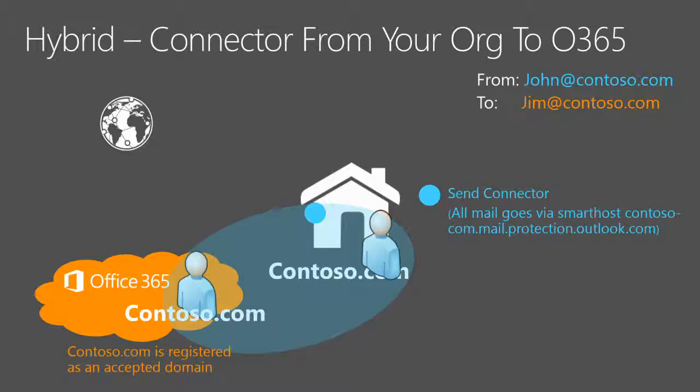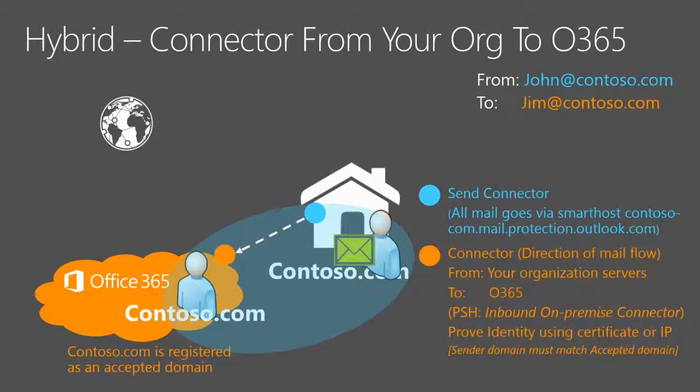So they send all your on-premises email via this to the smart host, contoso-com.mail.protection.outlook.com. You'd also go in Office 365 and create a connector from your organization. Remember, now it's from your organization to Office 365. And you would need a way to prove that this mail that's coming over, when we receive it, how do we make sure that that mail is truly coming from contoso.com? Because it can be easily spoofed. You prove that by using either a certificate or an IP address. And we'll walk through that scenario shortly.